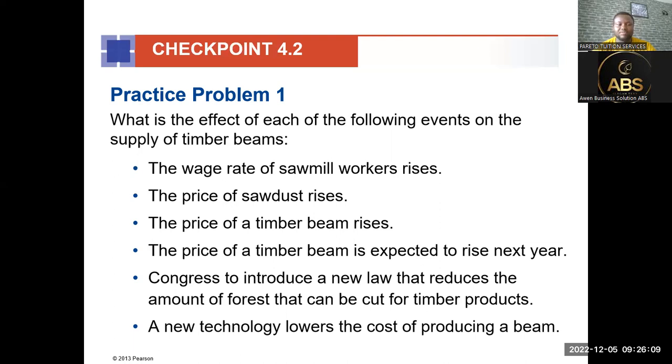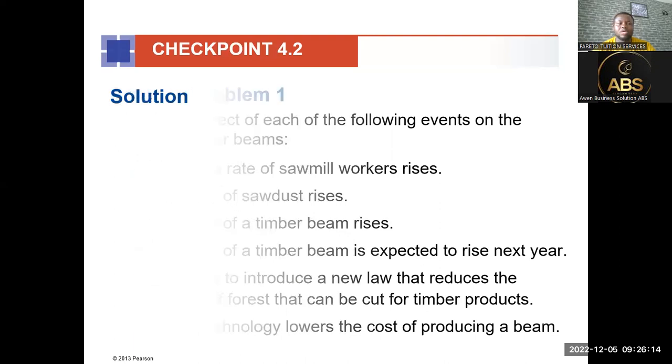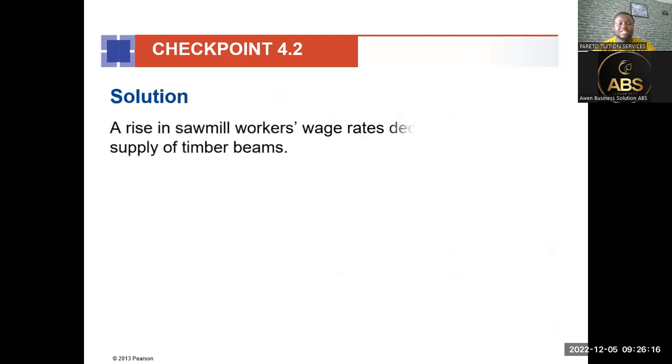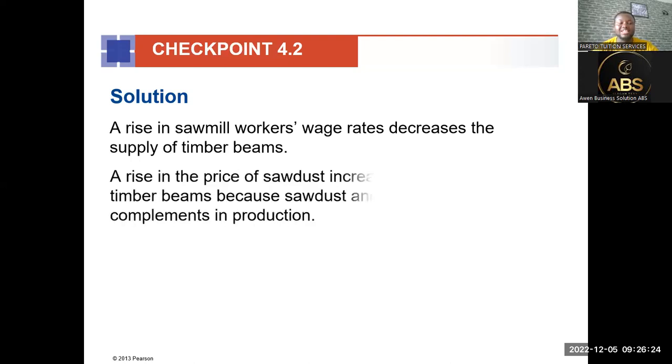So let's look at the first one. When the wage rate of sawmill workers rises, we need to understand that the wage for sawmill workers is part of the cost of production. So if there's an increase in the wage rate, it means there's going to be an increase in the cost of production. And what is the effect of an increase in the cost of production on the supply of the commodity? It is going to fall. When you increase wages, we are paying more.